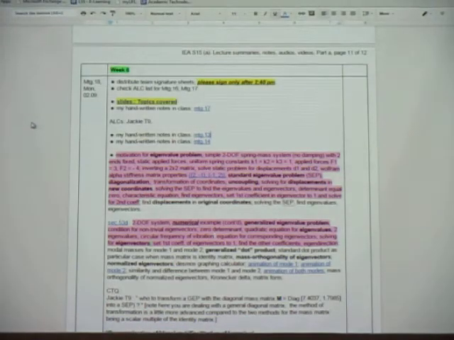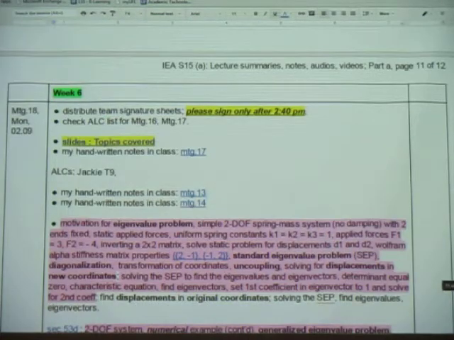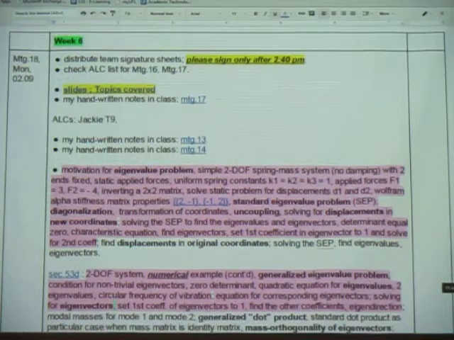Okay, so this is the lecture summary for today. And there were some excellent questions that I'd like to address later, particularly the transformation from generalized eigenvalue problem to standard eigenvalue problem. And I'd like to continue to push forward.